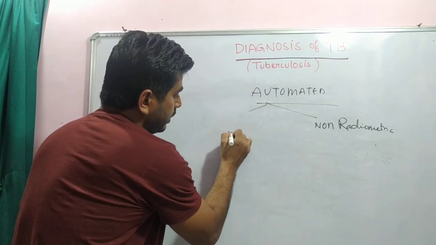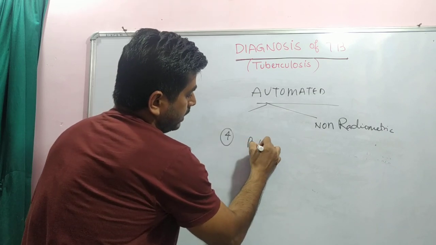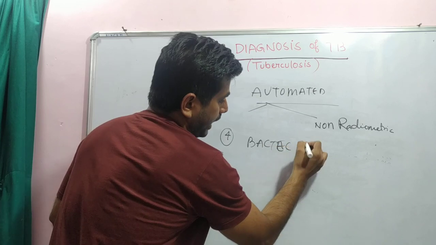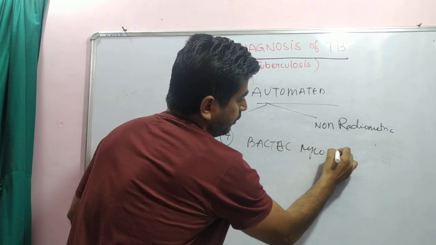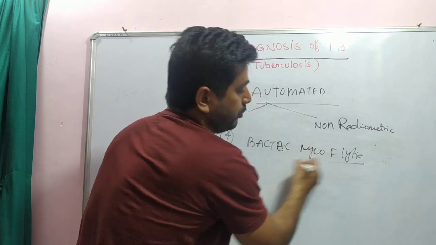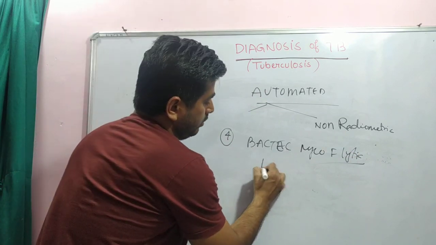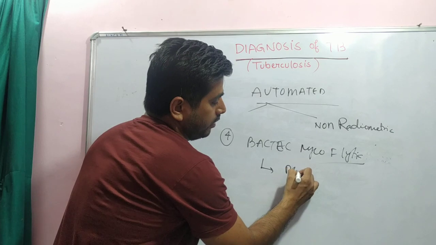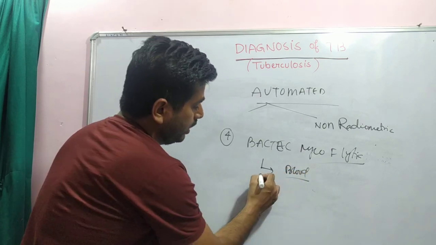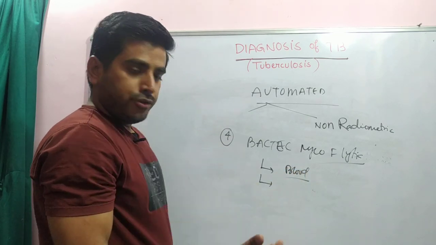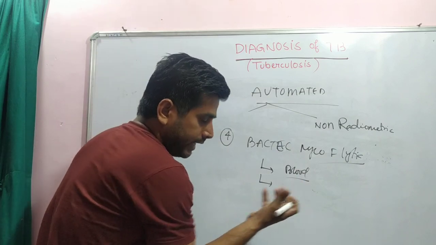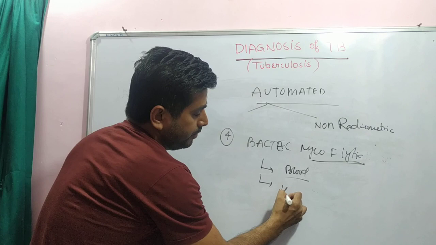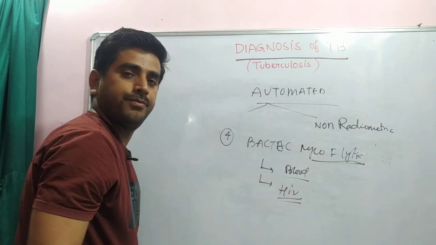Number 4, we can go for BACTEC Myco/F Lytic. Lytic means we are using a lytic agent. It is most commonly used to extract the organism from blood, any blood sample. Number 2, we can take out phagocytosed organisms by using the lytic agent, and it is usually done in HIV patients.